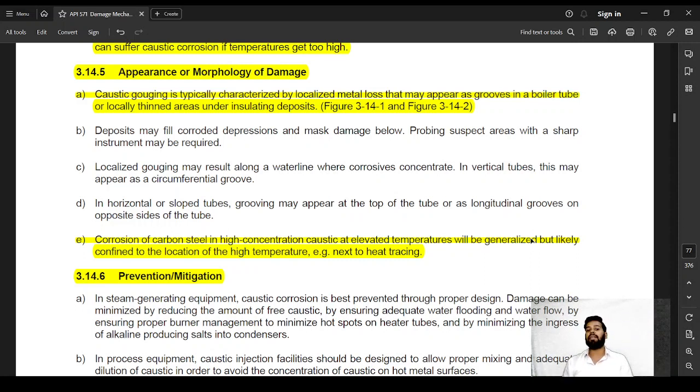Localized gouging may result along the waterline where corrosiveness concentrates. In vertical tubes, this may appear as a circumferential groove. In horizontal or sloped tubes, grooving may appear at the top of the tube or as longitudinal grooves on the opposite side of the tube. Corrosion of carbon steel in high concentration caustic at elevated temperatures will be generalized but likely confined to a location of high temperature, that is next to heat tracing equipment.